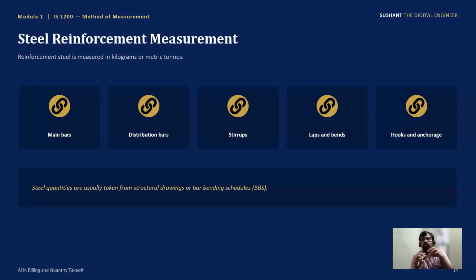purpose. Okay, so there are many things to consider while measuring steel reinforcement. It is the structural drawing, ductile purpose, and seismic purpose. There is dense reinforcement and light reinforcement also, so we need to calculate accordingly. And the unit of steel reinforcement measurement is kg or metric ton.